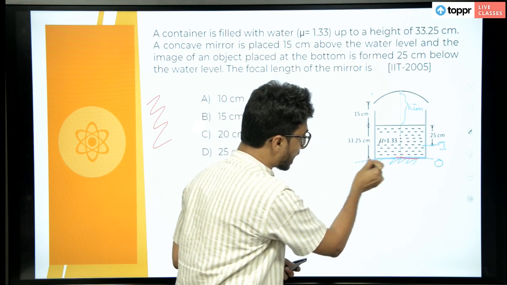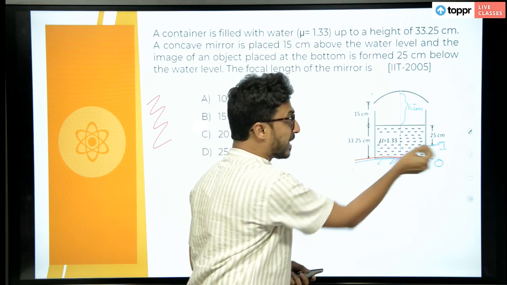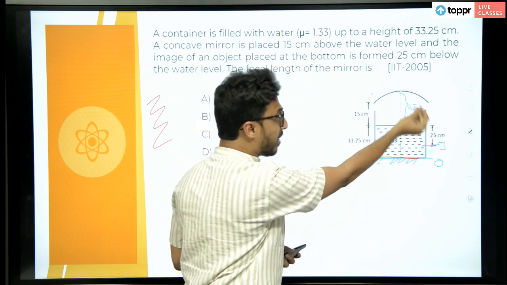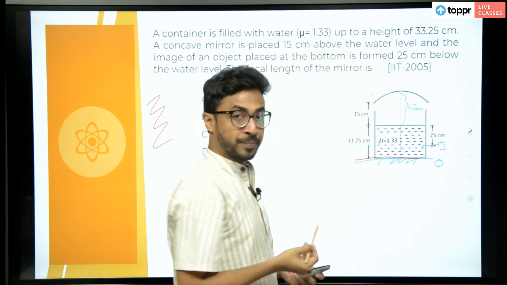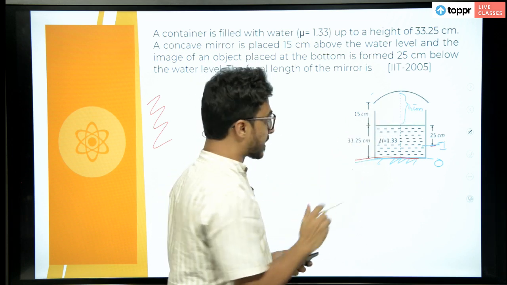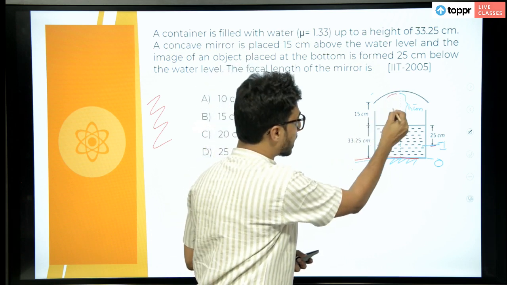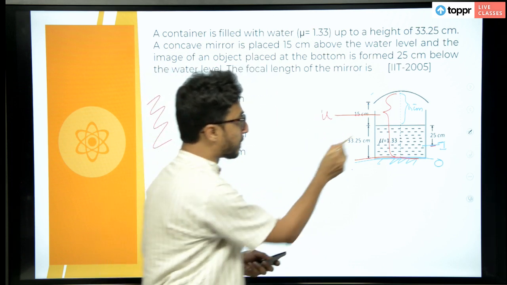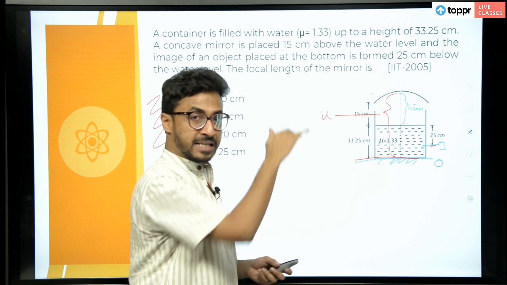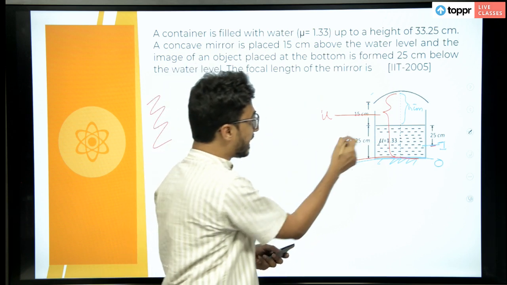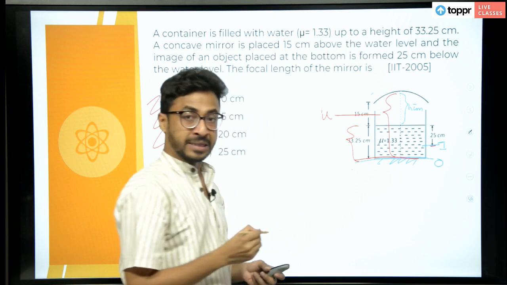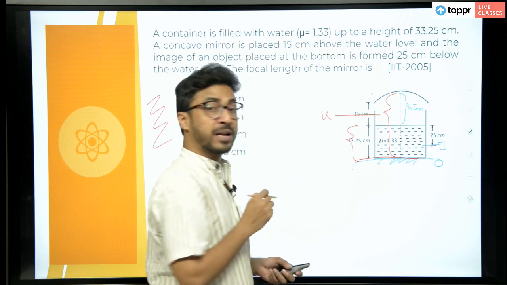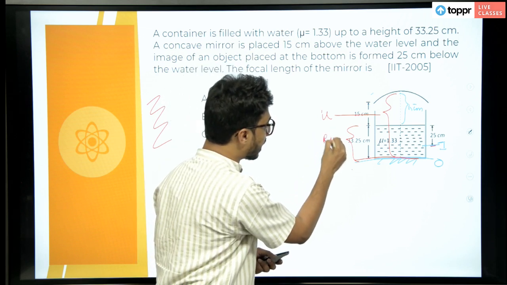The object is placed at the bottom and the image is at this point, right? Now, the concave mirror is placed in air. The actual object distance is this, but part of it is inside water. So definitely this depth will not come as the original height, but the apparent depth. So this is the real depth, right?